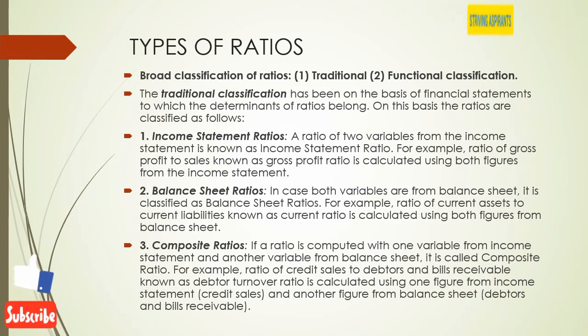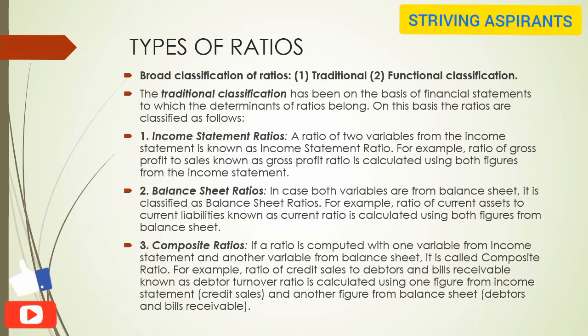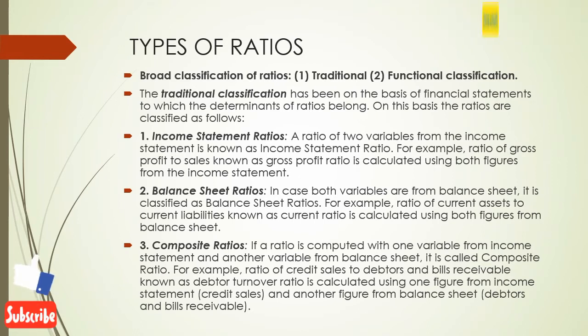Second one is balance sheet ratios. Here the figures will be taken from the balance sheet, so it is called balance sheet ratios. Example, the ratio of current assets to current liabilities is known as current ratio. So as we said, the figures will be taken from the balance sheet.